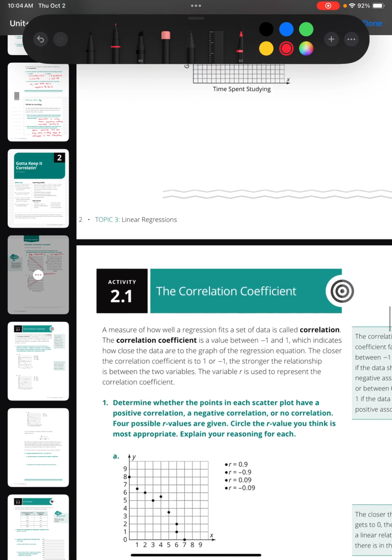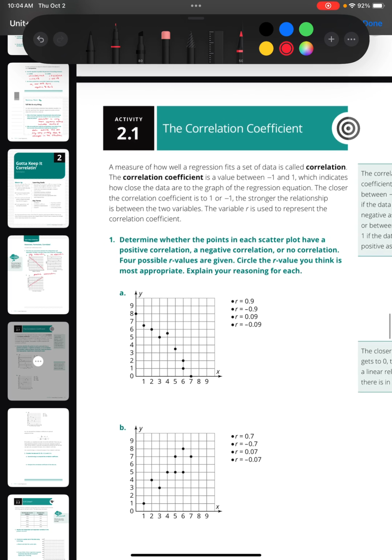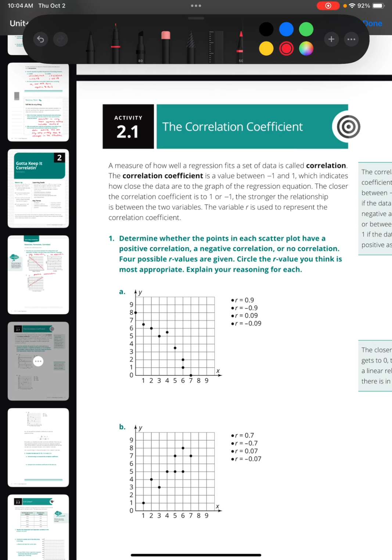All right, on to activity 2.1, the correlation coefficient. Measure how well a regression fits a set of data. It's called the correlation, and the correlation coefficient is a value between -1 and 1, which indicates how close the data are to the graph of the regression equation. The closer the correlation coefficient is to 1 or -1, the stronger the relationship between the two variables.